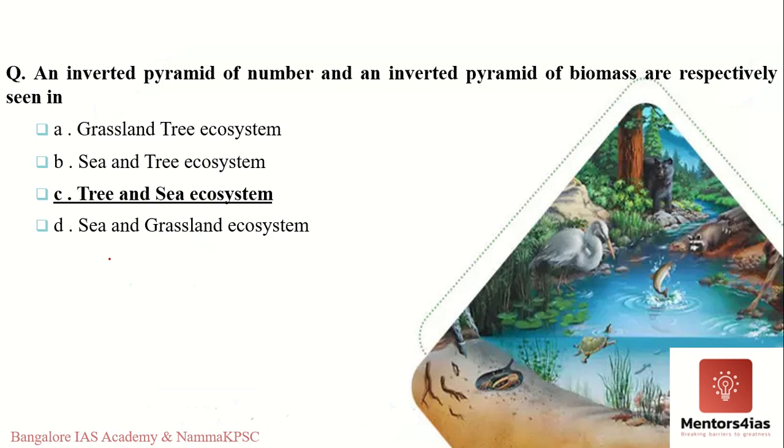Now, I did tell you that when it comes to a pyramid of number, the shape or the orientation of the pyramid changes, but always remember that generally we would say a grassland ecosystem, a forest ecosystem, or a pond ecosystem is always upright, but when it comes to a tree ecosystem it is inverted. That is the general case. So a tree ecosystem when it comes to pyramid of numbers is always inverted, and the sea ecosystem in a pyramid of biomass will be inverted as well. That also we have covered in this particular video. Therefore the correct answer is C.